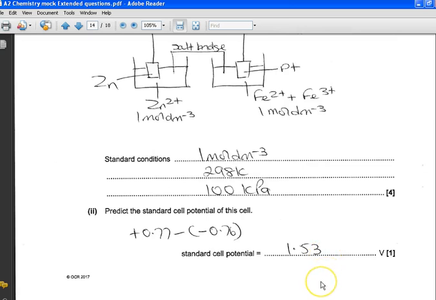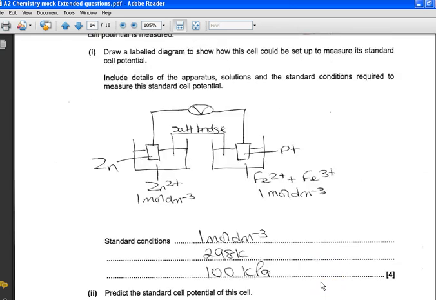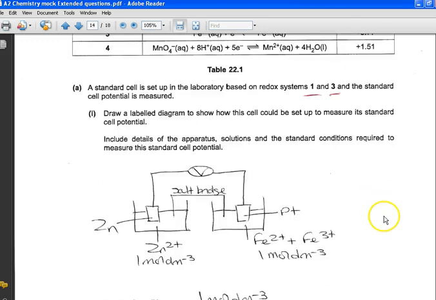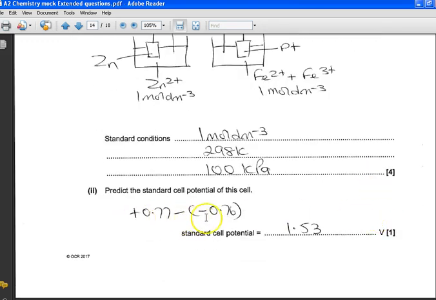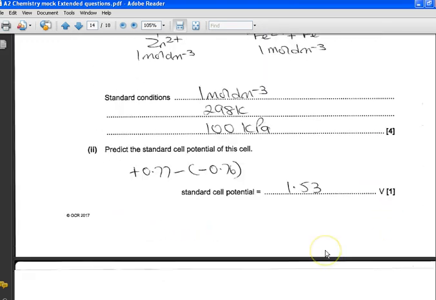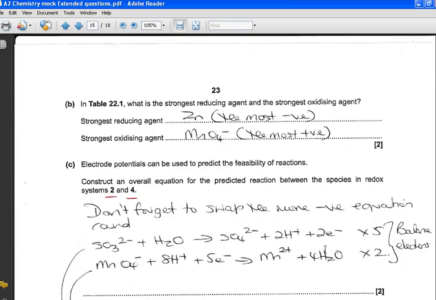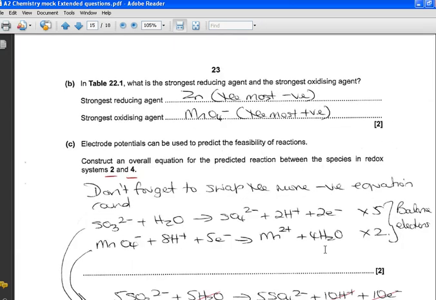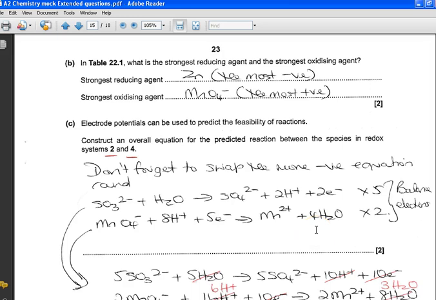Predict the standard cell potential, that's positive minus negative. So there you go, positive minus negative gives 1.53. For the strongest reducing agent, look at the table: the strongest reducing agent will be the one that is most negative, and the strongest oxidizing agent will be the one that's most positive.